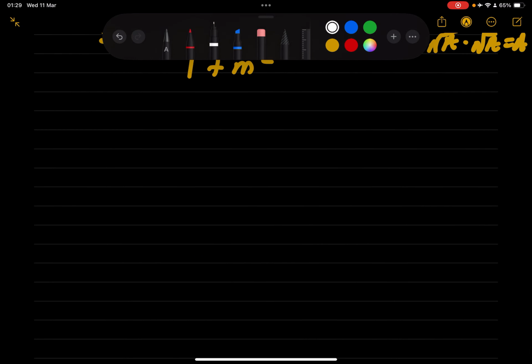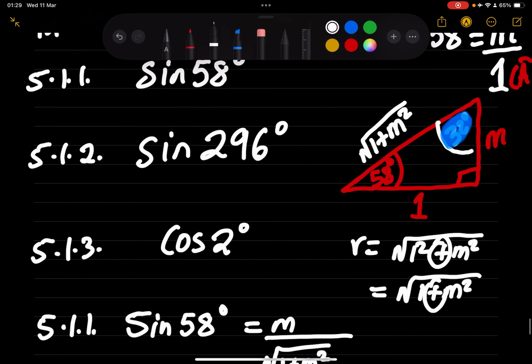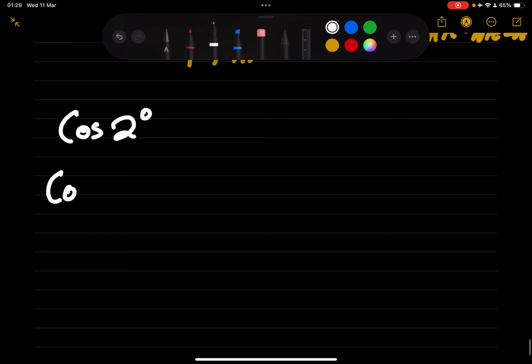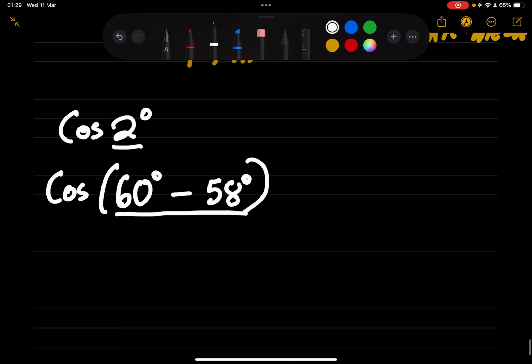The last question, they want us to find cos 2 degrees. Obviously, I do not have 2 degrees on my diagram, but I can see something very common. I'm going to represent the 2 degrees in terms of a special angle and the 58. Remember, cos 2, I can write as cos of 60 minus 58. 60 minus 58 is still 2. And 60 is a special angle, and for 58 we're going to use the right angle triangle.